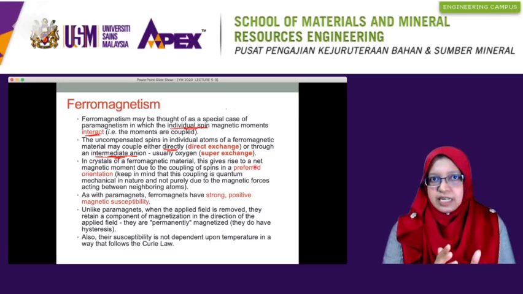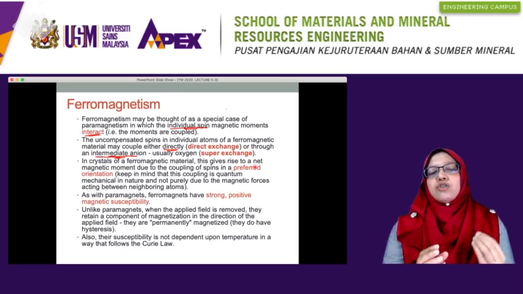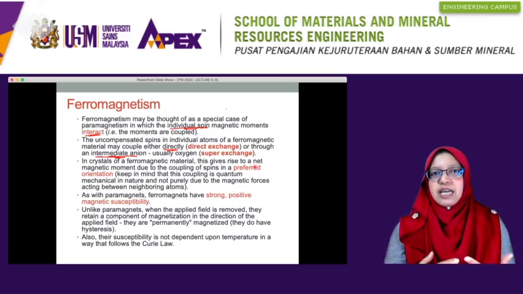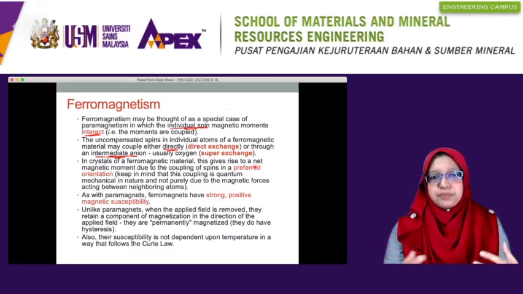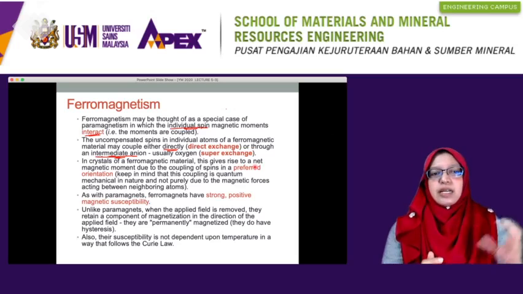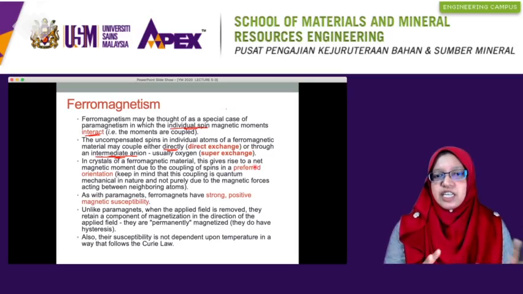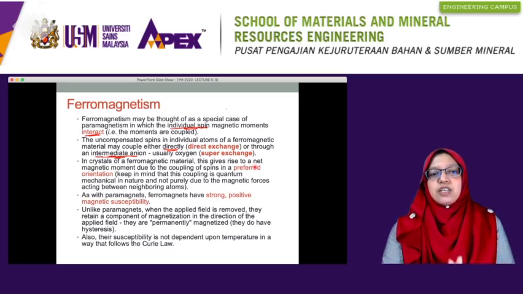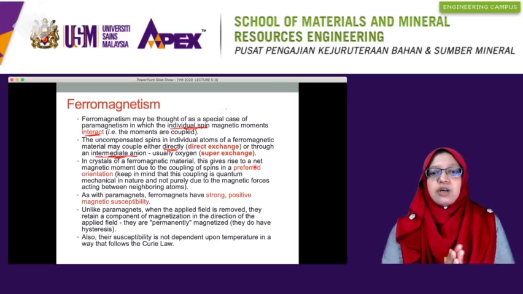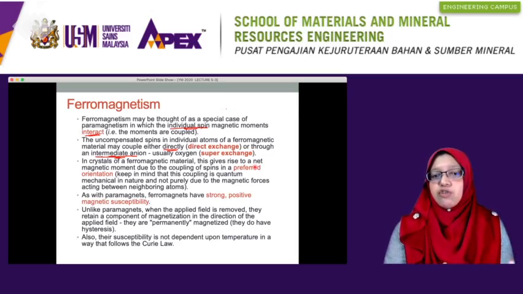As with paramagnets, ferromagnets have strong positive magnetic susceptibility. So magnetic susceptibility is actually a measure of how much a material can be magnetized when a magnetic field is applied, right? So unlike paramagnets, when the applied field is removed, they retain a component of magnetization in the direction of the applied field. They are permanently magnetized. They do have hysteresis. Also, their susceptibility is not dependent upon temperature in a way that follows Curie law.